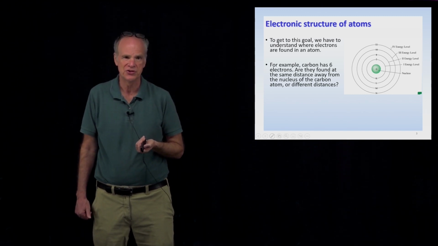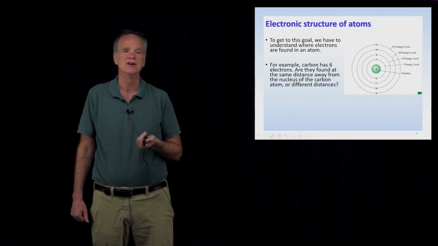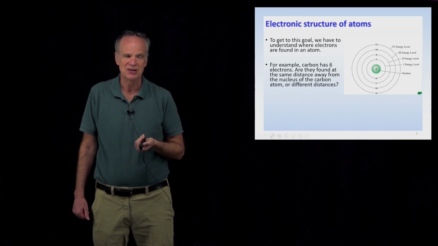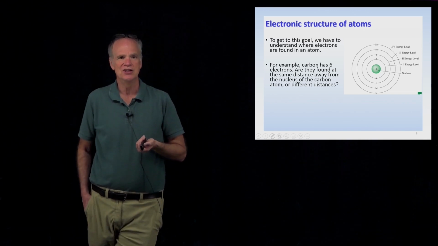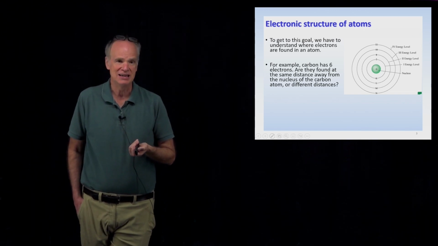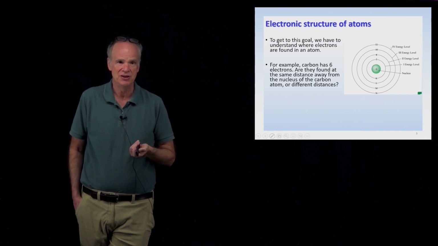It has therefore 6 protons. If it's a neutral atom, it'll have 6 electrons. You might wonder if the 6 electrons in carbon are all exactly the same distance away from the nucleus, or are they varying distances away from the nucleus? And the latter answer is correct.